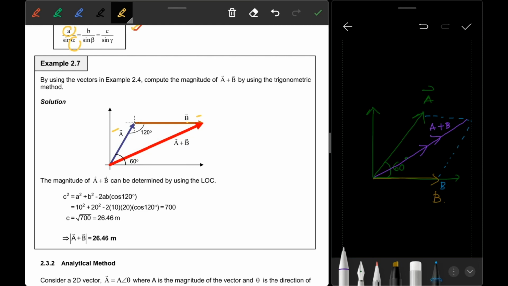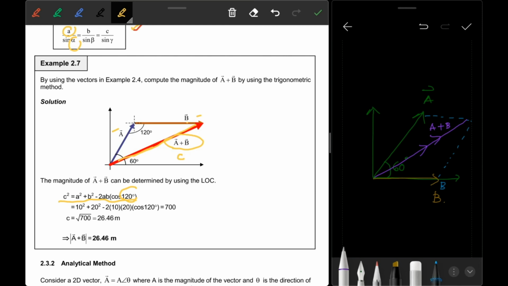Okay, for example, A plus B is equal to C here. Remember, if you want to find C, you have to use this equation. C square is equal to A square plus B square minus 2AB cos of the angle. So be careful of the angle here. You have to take the angle that is opposite of the line. So from here, how do you get A? To get A, you have to measure it by using a ruler.